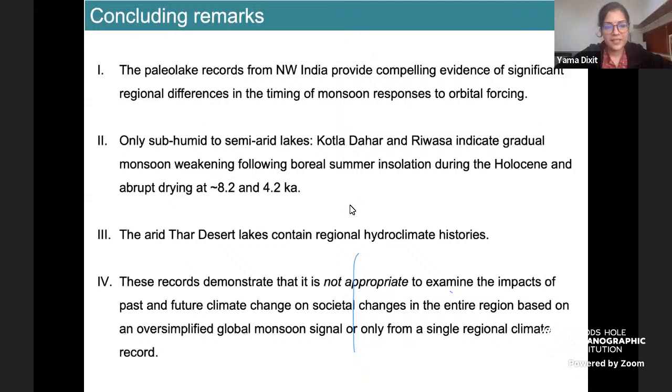But the paleoclimate records from Northwest India provide compelling evidence of significant regional differences in the timing of monsoon responses to orbital forcing, like I just showed. Only subhumid and semi-arid lakes indicate gradual monsoon weakening following the northern boreal summer insolation during the Holocene, and they also record the abrupt events. The arid Thar Desert lakes, including Karsandhi, record more of a regional hydroclimate history. They had different E minus P during that period, and also different monsoon records.